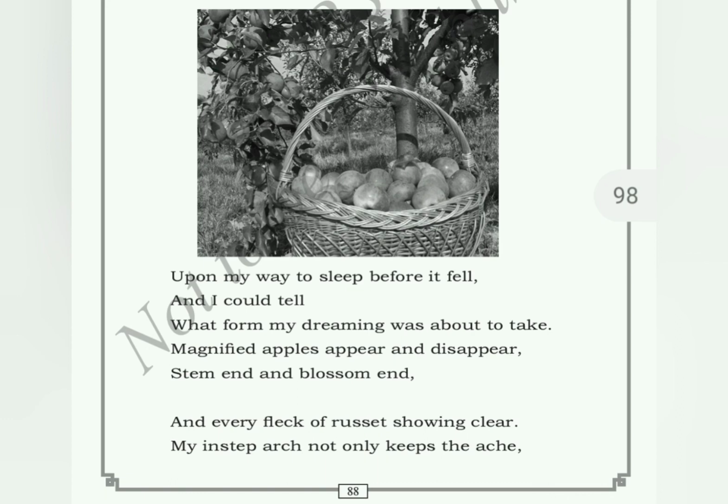Next figure of speech which we can find is in the fifth line. "Stem end and bosom end." Here also, listen to my pronunciation properly. End and bosom end. Which sound did you hear, children? Yes, it is the D sound, that is D.